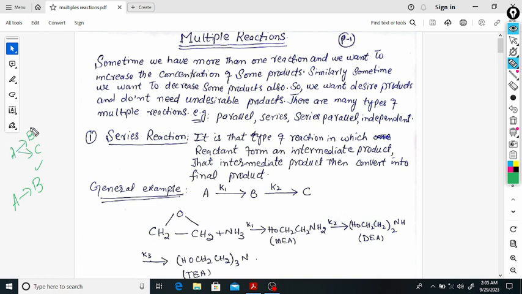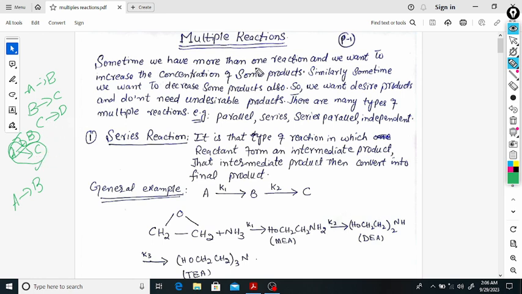One reaction is this one. This is one reaction and this is the second reaction. So similarly, suppose A is converting into B, B is converting into C, C is converting into D. So this is multiple reactions. In this lecture, we will discuss about multiple reaction.